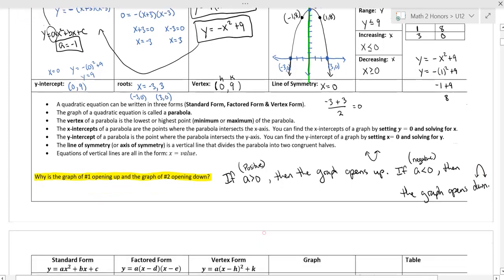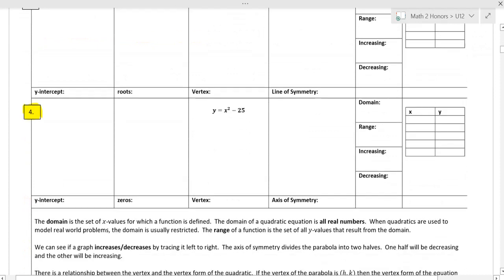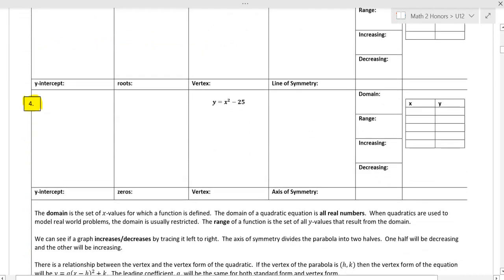Okay. All right. 3 we did in the notes. On to 4. On 4, I give you vertex form, and notice for vertex form, this could be rewritten as 1 times x minus 0 squared minus 25. And you can see the vertex a little bit better. You see that a is 1, h is 0, and k is -25. And so my vertex is 0, -25. Vertex form gives you the vertex right away.